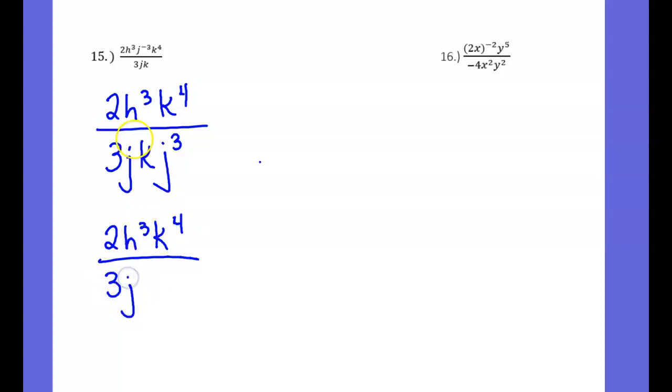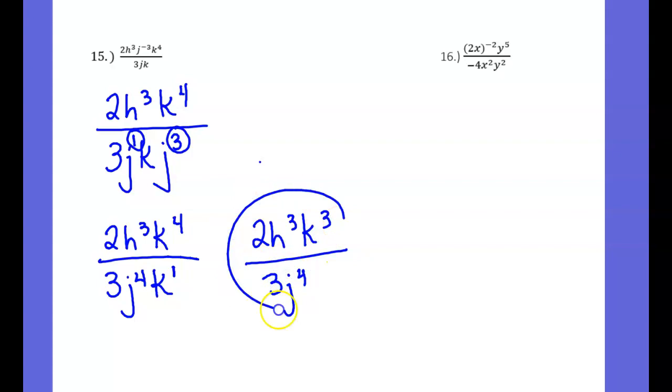J is going to be to the fourth power because I'm going to add these two. Now my final step, I just divide, remember there's a 1 there, so my final answer would be 2h to the third, k to the third, divided by 3j to the fourth. Okay, that was a little tricky.